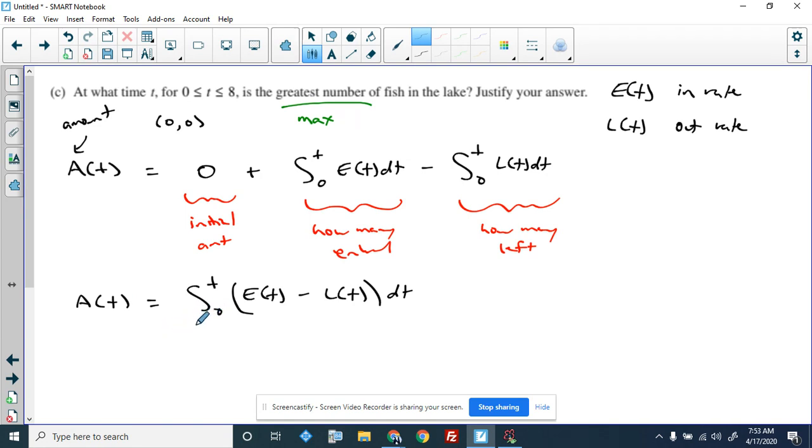All right. I didn't necessarily need to do it this way, but I like doing it this way because it just seems to make a lot of sense to me. So now this is a function I want to maximize, right?